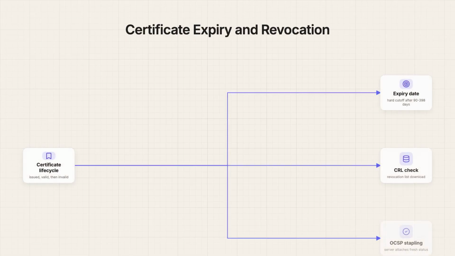Certificates have hard expiry dates. Modern certificates issued by public CAs max out at 398 days, with browsers like Chrome pushing toward 90-day cycles to limit exposure. Separately, a CA can revoke a certificate early if the private key is compromised. Browsers can check a certificate revocation list or query the online certificate status protocol. OCSP stapling lets the server attach a signed freshness token, so browsers do not need to make a separate network call.